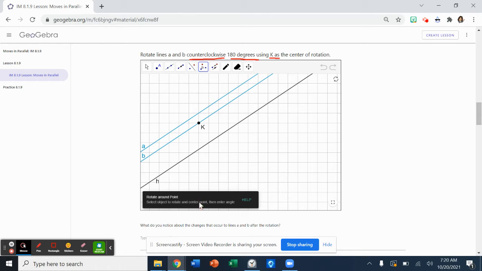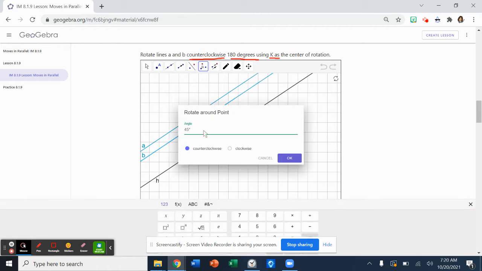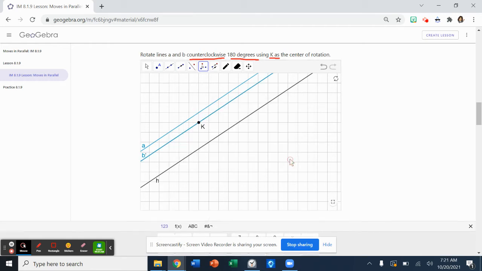And so the first thing that we want to do is select the objects to rotate. So we're rotating this point here, and then the point around which we're rotating it. And it wants us to rotate the point 180 degrees using K as the center of rotation. And yesterday we talked about how when we're rotating a point 180 degrees, it doesn't matter if it's clockwise or counterclockwise, it'll end up in the same place.